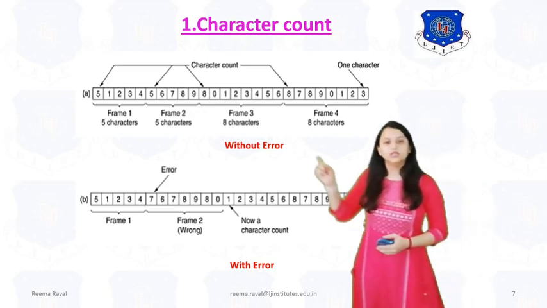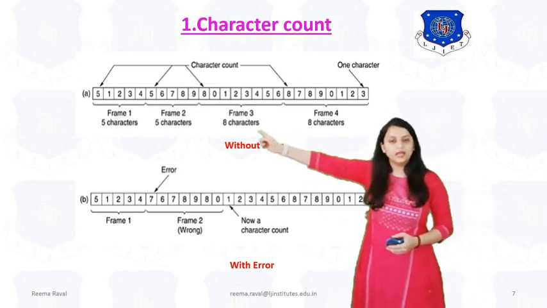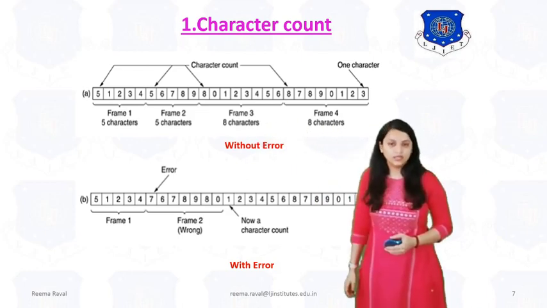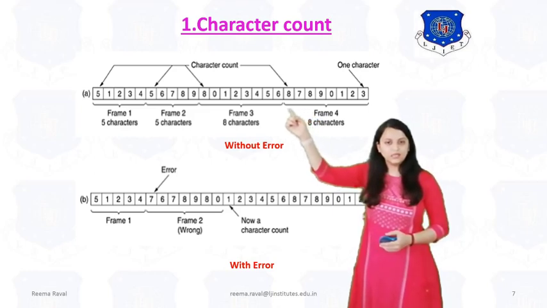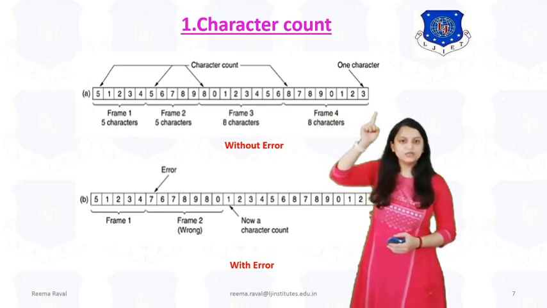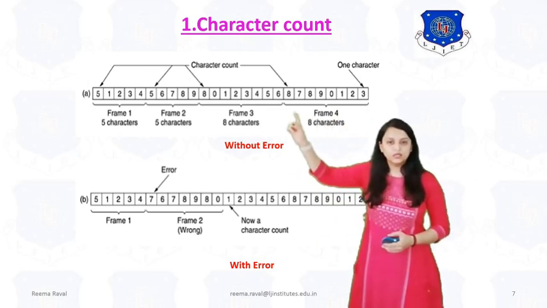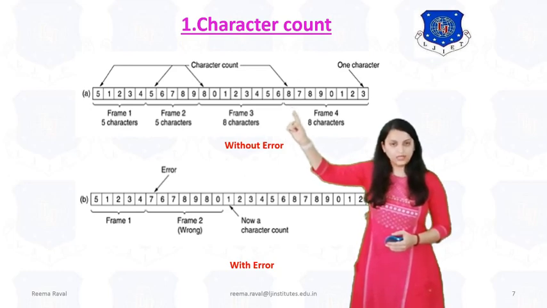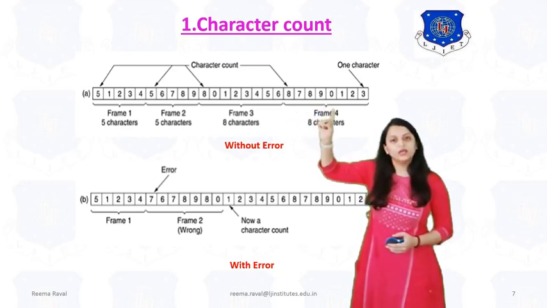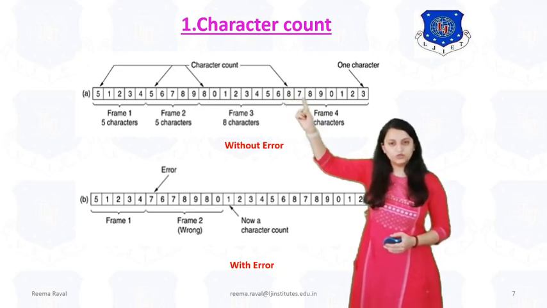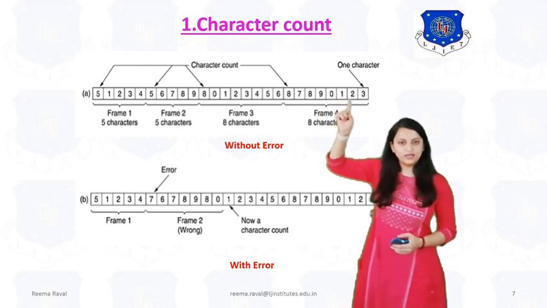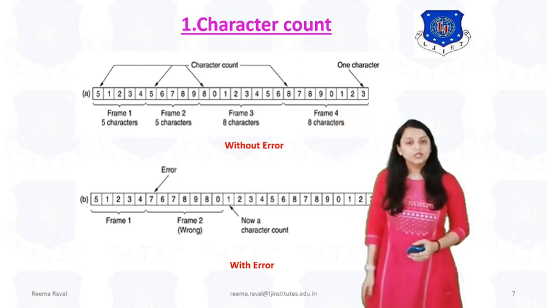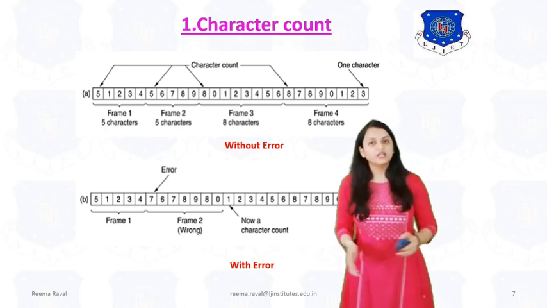Let's say, for example, in the without error case, figure A, the character counts are indicated. Let's say for example in frame 4, as you can see over here, the 8 is indicated. This count indicates that starting from this, the length of this particular frame is 8. That means, as it is indicated 8, the character count is 8. The frame is divided into 8 divisions. That means 1, 2, 3, 4, 5, 6, 7 and 8. Okay. So here the first field indicates the length of that particular frame.